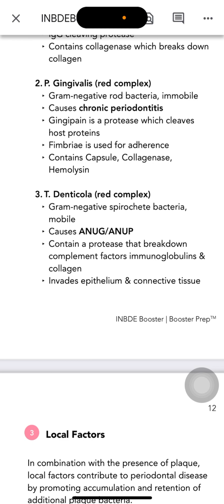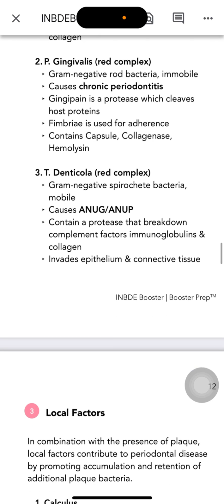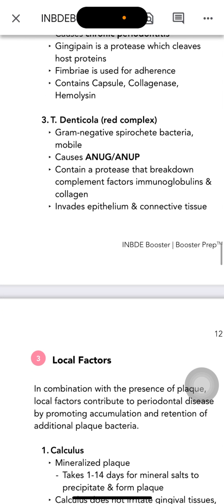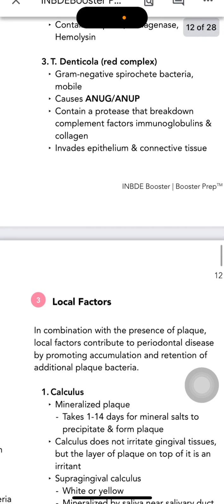T. denticola, red complex, gram-negative spirochete bacteria, motile. Causes ANUG and ANUP. It contains a protease that breaks down complement factors, immunoglobulins, and collagen, and invades epithelium and connective tissue.